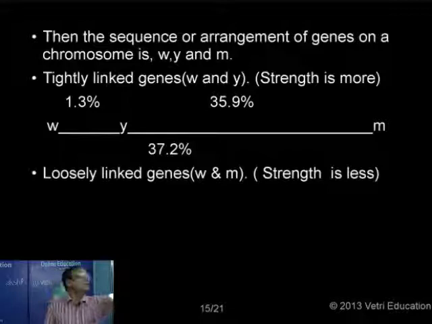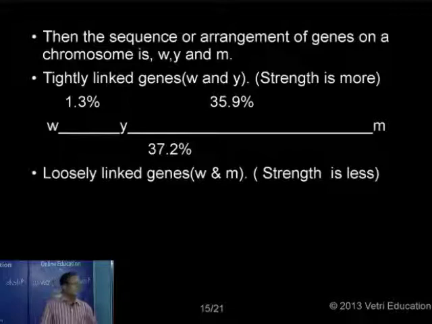Now we see that the genes W and Y, as I mentioned earlier, are tightly linked genes, and the strength of linkage is more. Similarly, W and M are loosely linked genes, and the strength of linkage is less. When the strength of linkage is less, they are loosely linked genes, and the percent recombination is also higher.